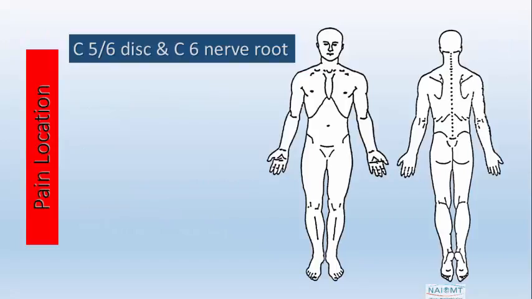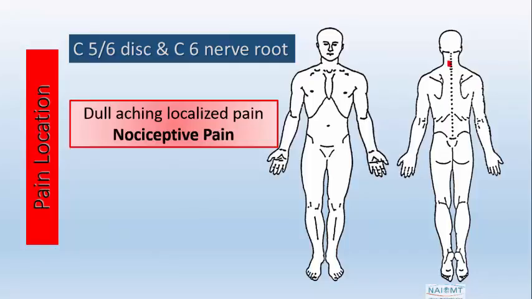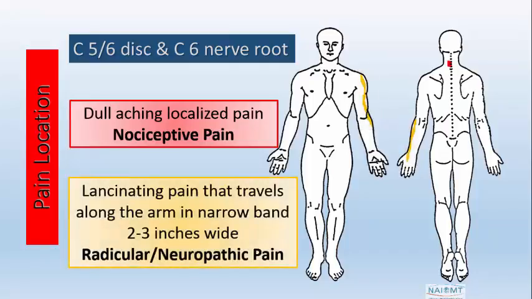In the example of a C5-6 disc with C6 nerve root involvement, we have the dull, aching, localized nociceptive pain, and we also have our lancinating band of pain that travels down the arm. This may be concurrent with a radiculopathy, which is an alteration of sensory, reflex, or motor function, regardless of pain.